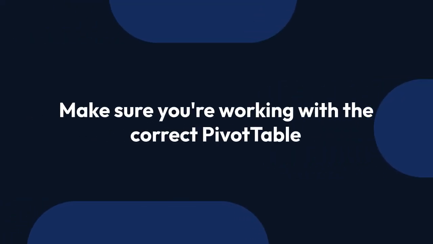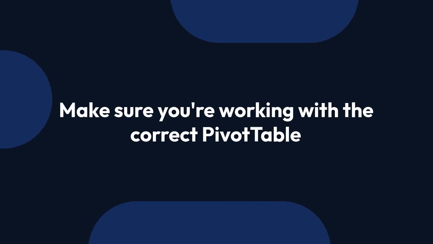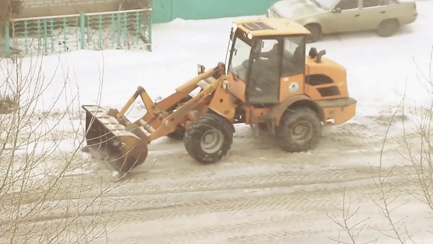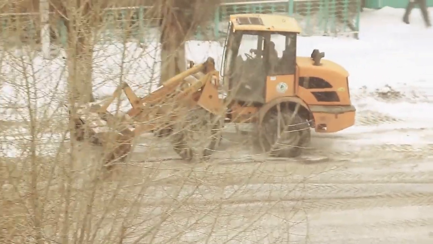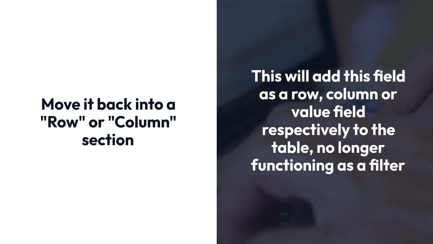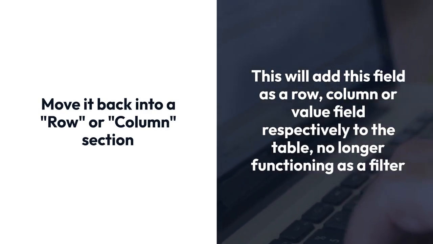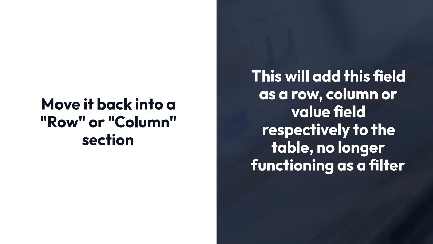Make sure you're working with the correct pivot table. If you have multiple pivot tables, verify you are modifying the desired one. If the field is not in the Filters area, it is already removed as a filter, and nothing needs to be done. If you choose to move it back into a Row, Column, or Values section, this will now add this field as a row, column, or value field, respectively, to the table, no longer functioning as a filter.